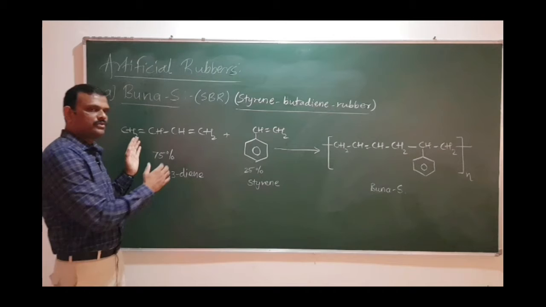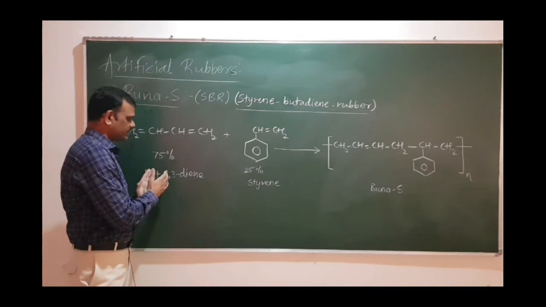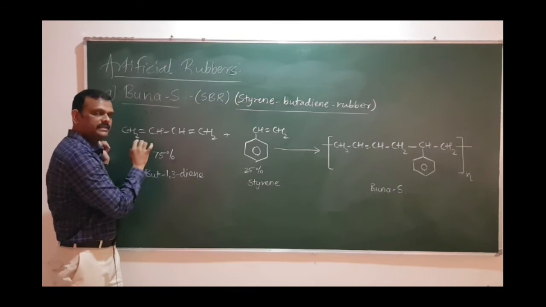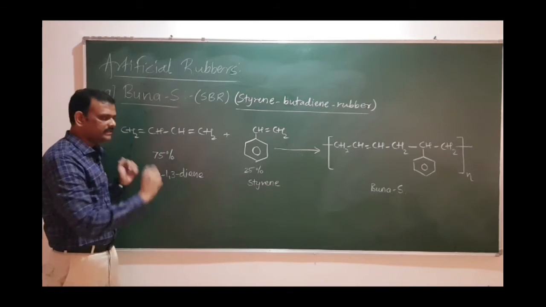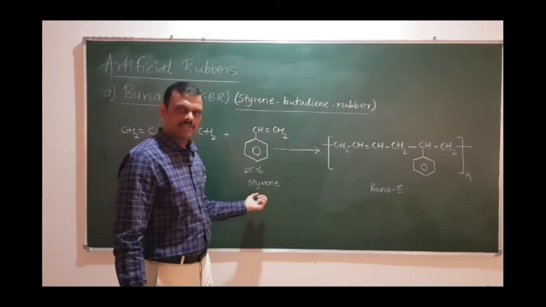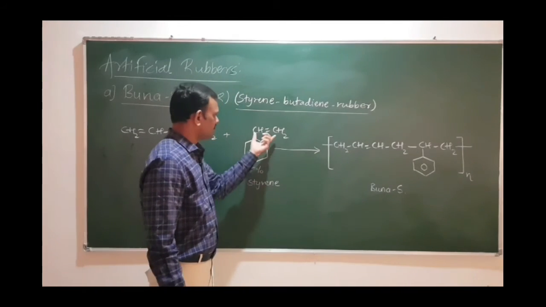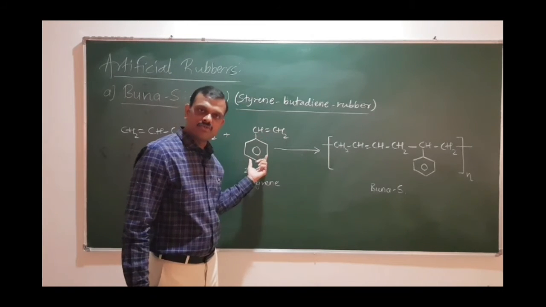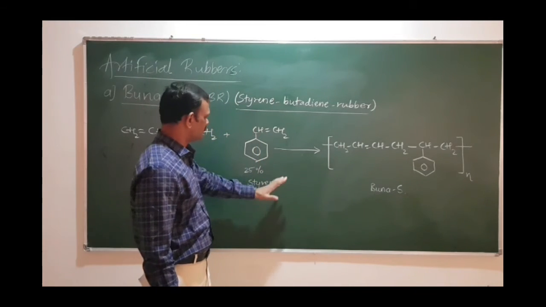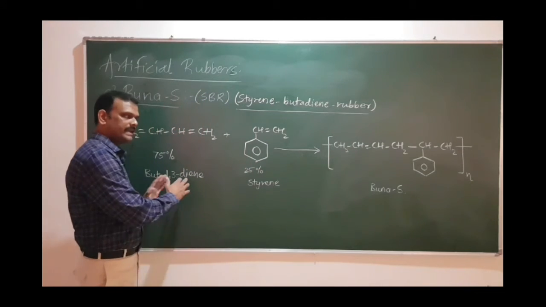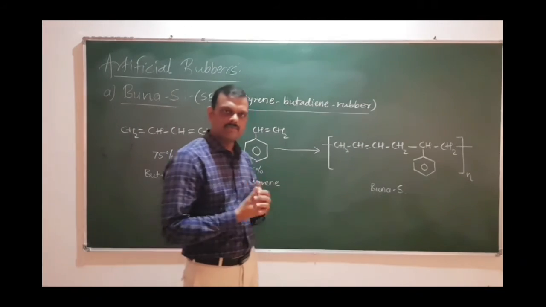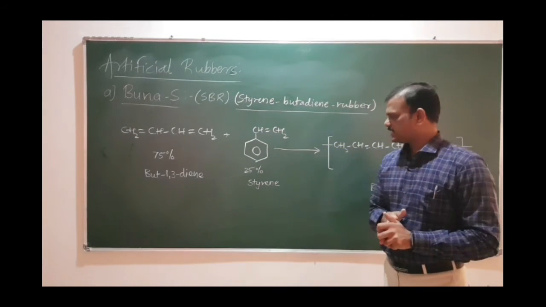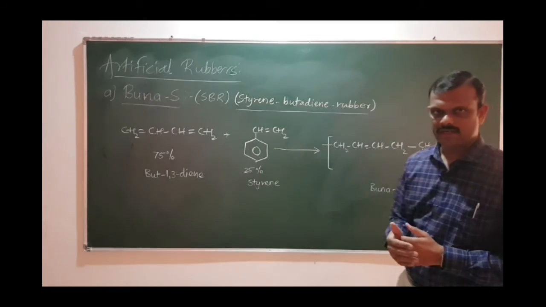It is obtained from two monomer units. First one is butadiene, which is a buta-1,3-diene. It is a diene, and 25% styrene. Styrene is again ethylene, from which one hydrogen is substituted by a phenyl ring. This one is styrene. Now butadiene and styrene on simple addition type polymerization give you Buna S.